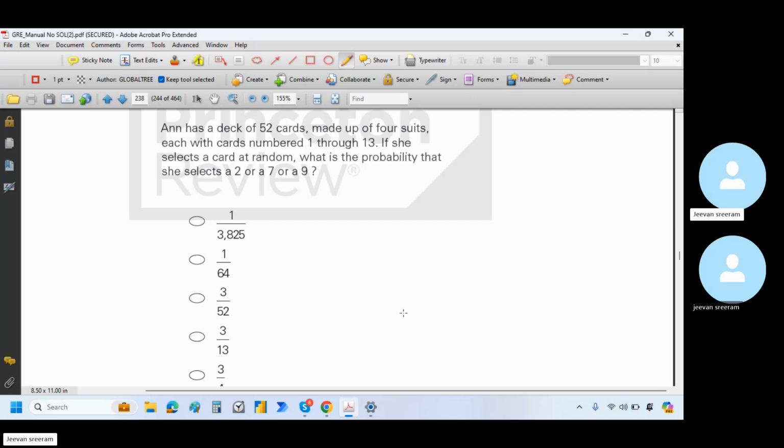So in your GRE, you never get this sort of questions. A deck of 52 cards. These days the students are not getting these sort of questions in their GRE. No questions from this card system.